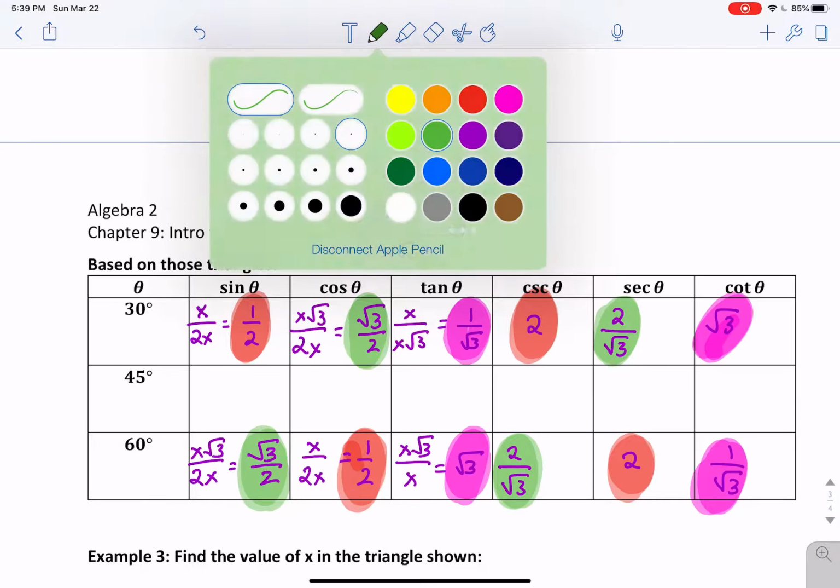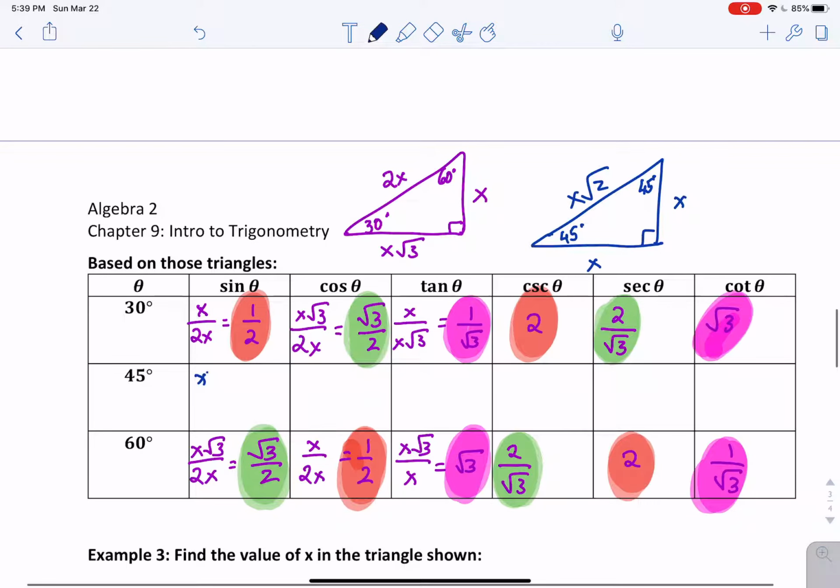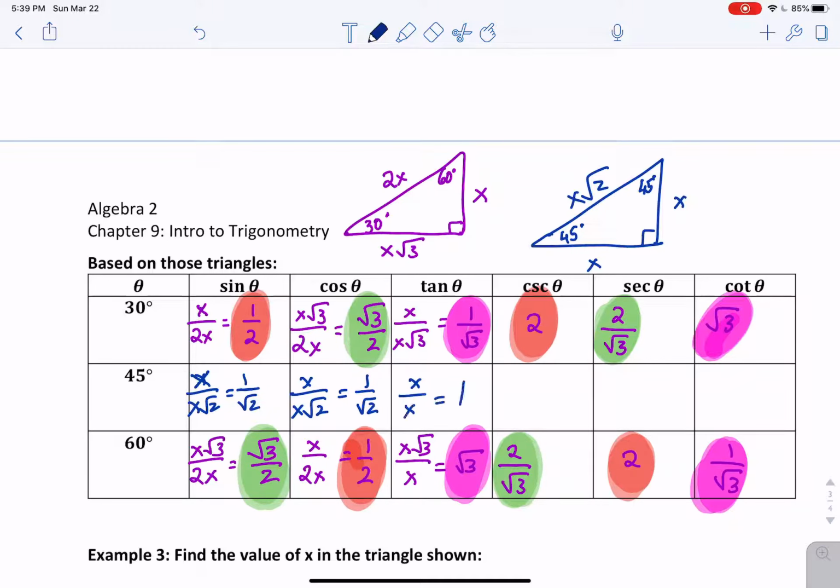The other one is looking at the 45, 45, 90 triangle. So in that one, 45, 45, 90, x root 2. So opposite over hypotenuse is x over x root 2. It's 1 over root 2. Same thing for adjacent over hypotenuse, 1 over root 2. And then opposite over adjacent is just 1. And then flip all these fractions around, and you get these ratios.